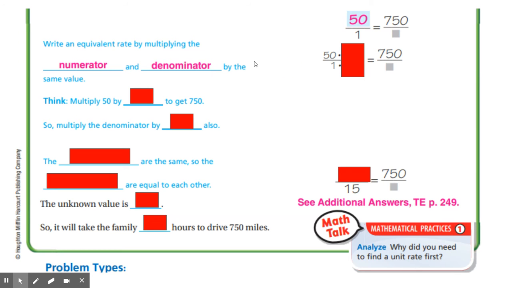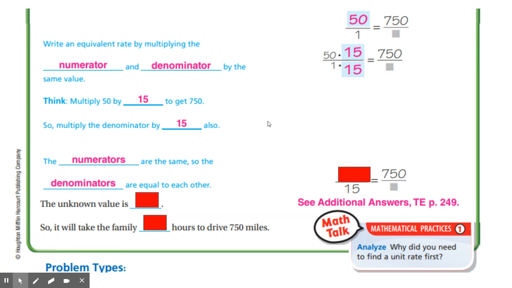So our numerator and denominator have to both be multiplied by 15, because I know that 50 times 15 will give me the 750. 1 times 15 will give me my mystery number. So that helps me to figure out that the numerator and denominator both multiply by 15. The unknown value would be 15. So it's going to take them 15 hours to drive the 750 miles. So first you just have to reduce that down to a unit rate, and then you're able to easily figure out what you could multiply by to get that mystery number.